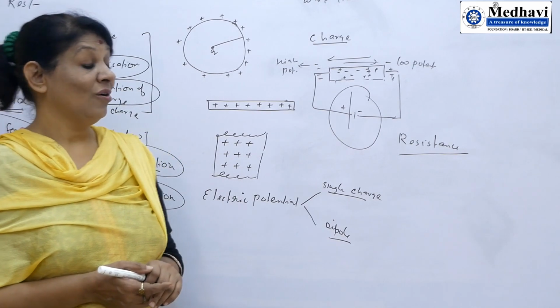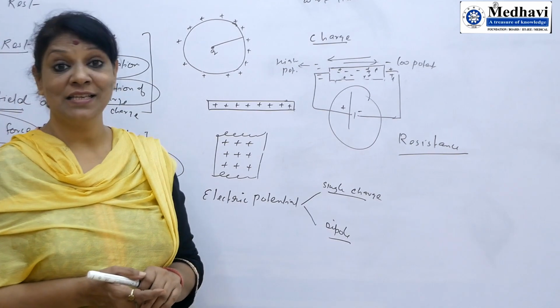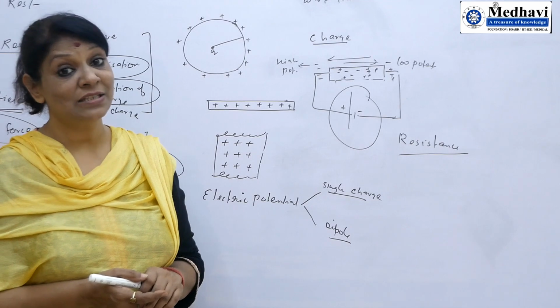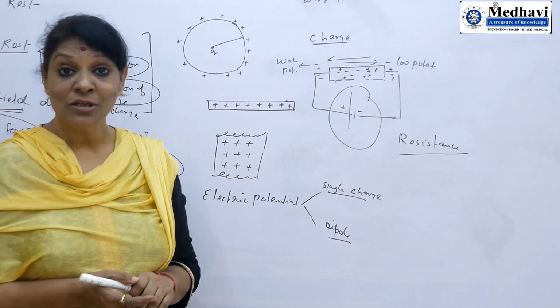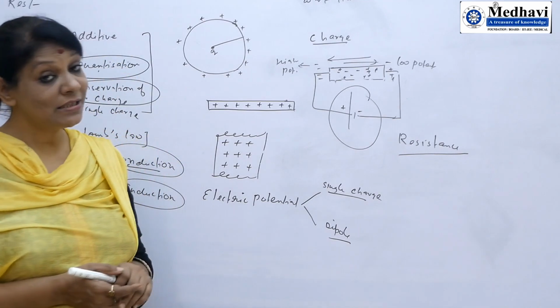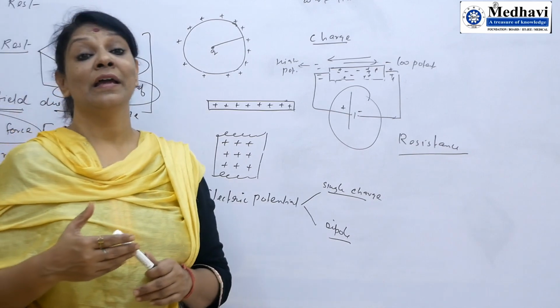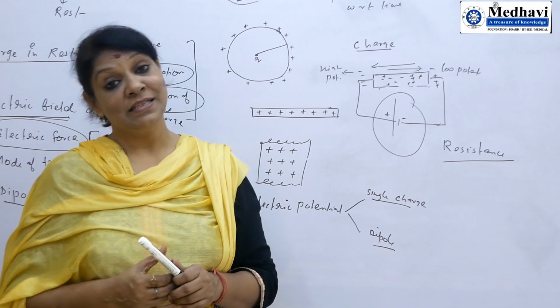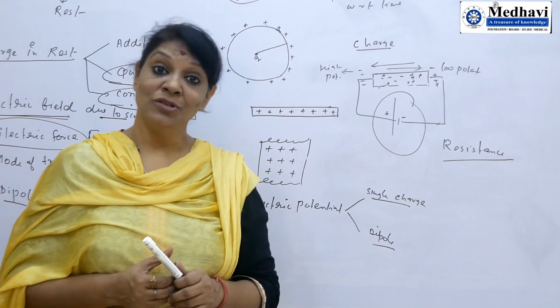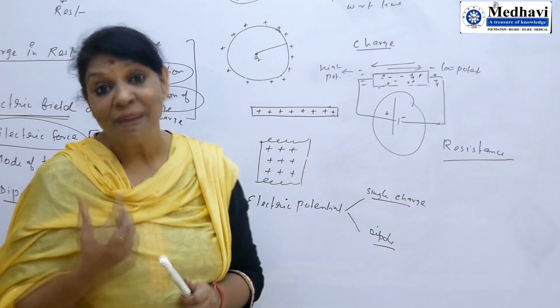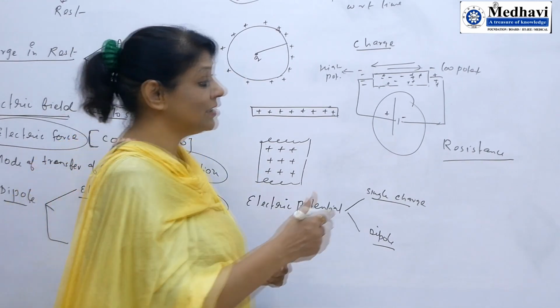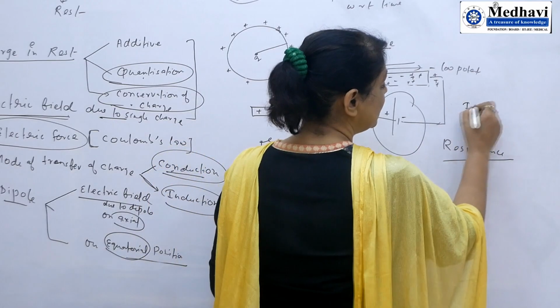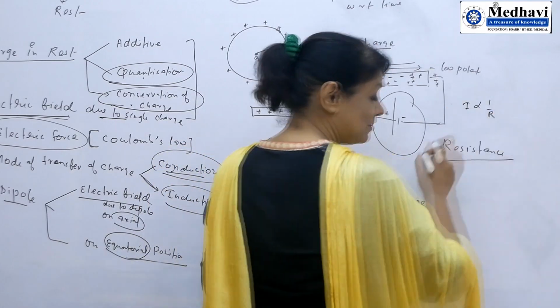And the combination of resistance: how will we connect resistances to reduce or increase resistance? Either series, parallel or mixed. So how can we maximize resistance? Because resistance is inversely proportional to current. I will explain all these things.